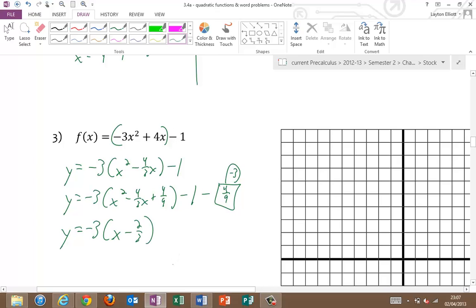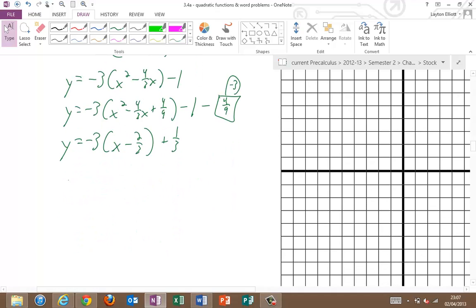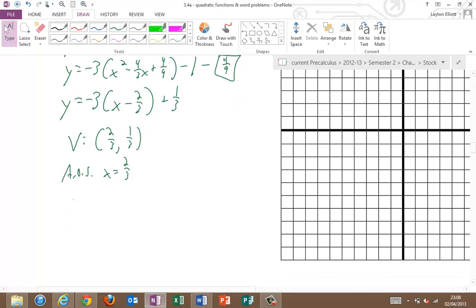That's going to be negative 1 plus 4/3. 4/3 minus 1 is 1/3, so this is going to be plus 1/3. Vertex, 2/3, 1/3, axis of symmetry, x equals 2/3. This is a downward shaped parabola. My y-intercept, sorry, let's do x-intercept.